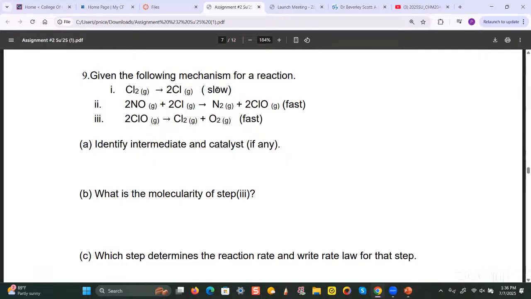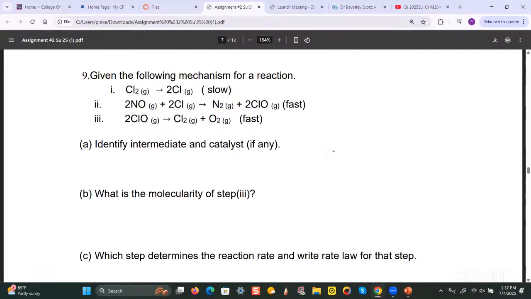So they give you information that this first step is the rate determining step, right? All the other steps are faster, so therefore the overall reaction rate will be based on and limited to the rate of this step right here, all right? So the first question is asking, identify intermediates and, okay, catalyst.